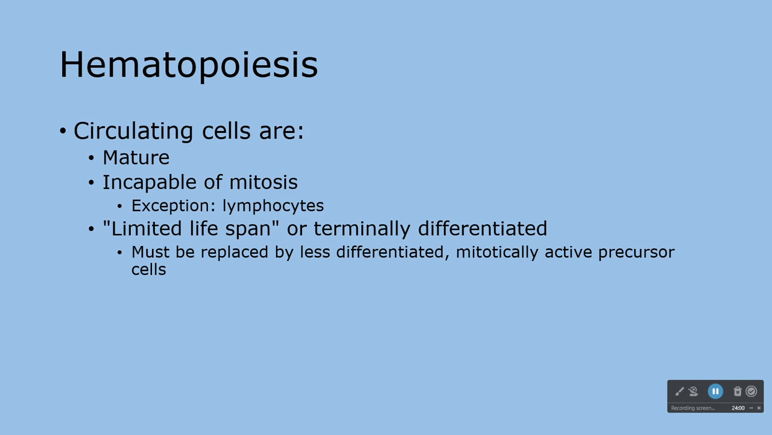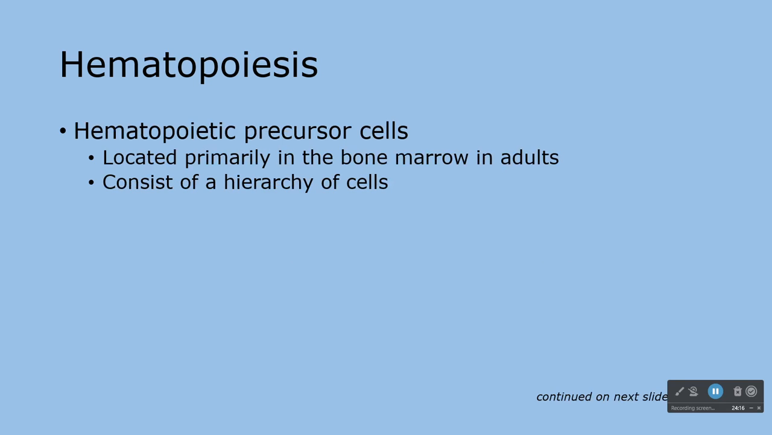All right. So limited lifespan or terminally differentiated cells must be replaced with less differentiated, mitotically active precursor cells. Hematopoietic precursor cells are always located primarily in the bone marrow in adults, and they consist of a hierarchy of cells, and that's what we were talking about earlier, the rubriblast, the prorubricyte, and so forth. Then we'll talk about the myeloblast, the promyelocyte, myelocyte, metamyelocyte, band, seg, okay?